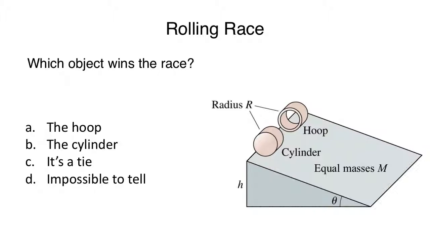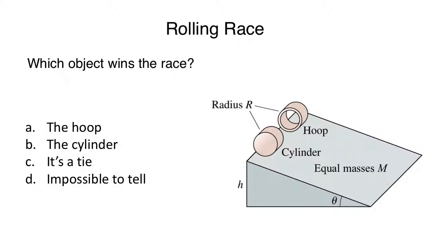So coming back to this question, which object wins the race? Which of these objects has a larger moment of inertia? The hoop or the cylinder? I heard hoop. It almost sounded like everyone was barking at me for a second. The hoop has a larger moment of inertia. Objects with larger moment of inertia should accelerate less easily with a given torque.